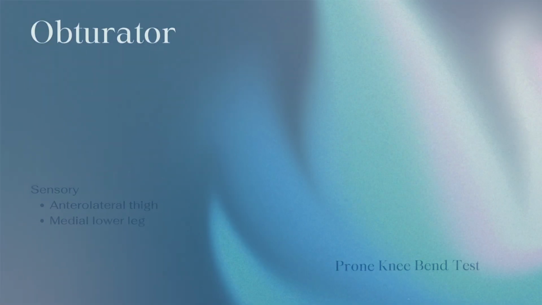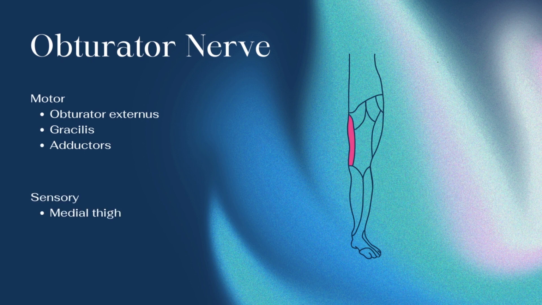Next, the obturator nerve. It gives innervation to the obturator externus and adductors. And sensation is to the medial thigh, so think about where the adductors are, that medial thigh, so that goes hand in hand as well.